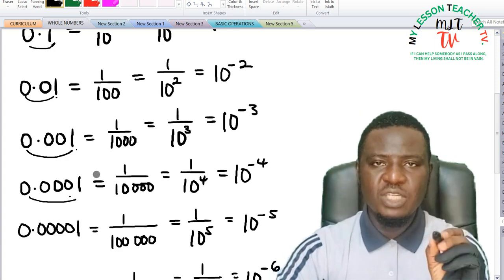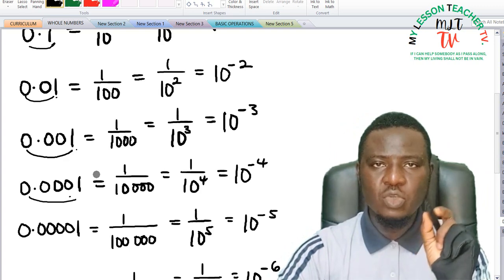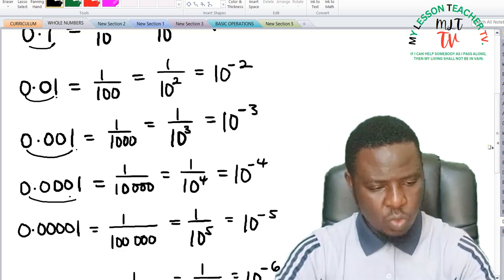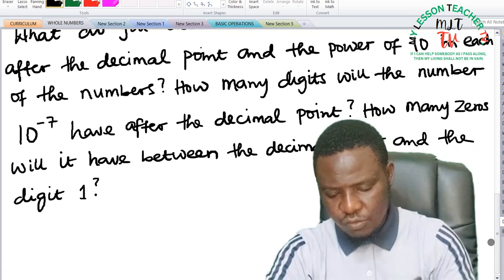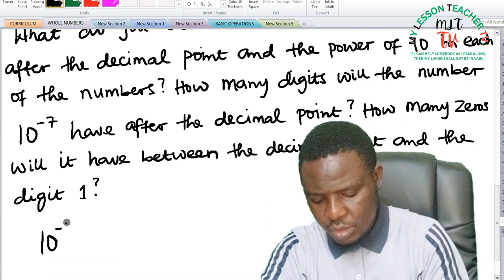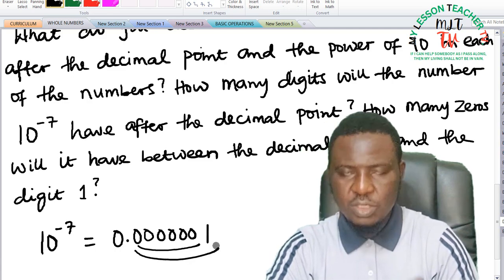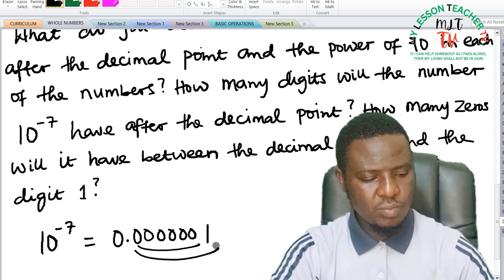So that the number of zeros is always 1 less than the power of 10. So 10 raised to the power of minus 7 can be said to be 0.0000001. So in this case, we have 6 zeros and 7 digits.